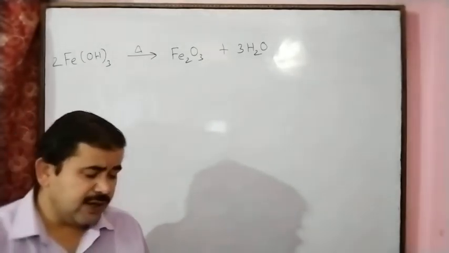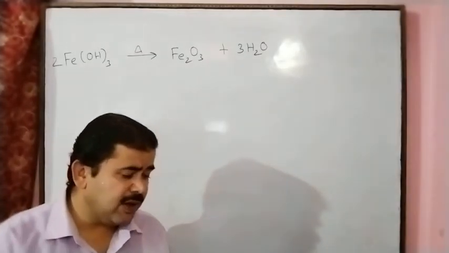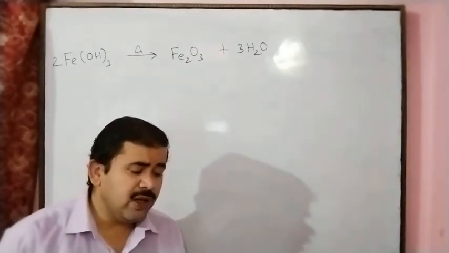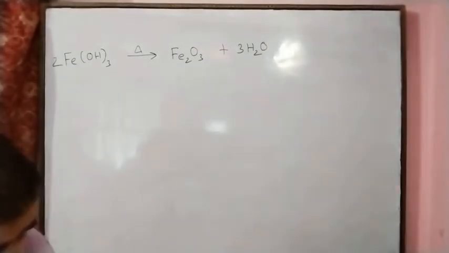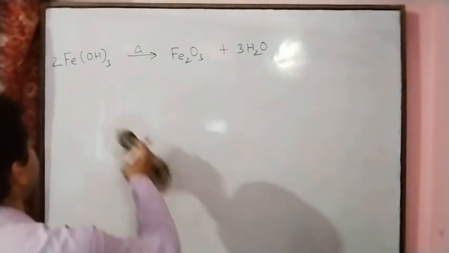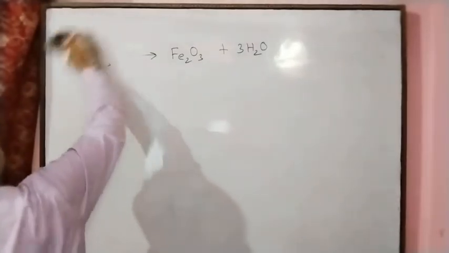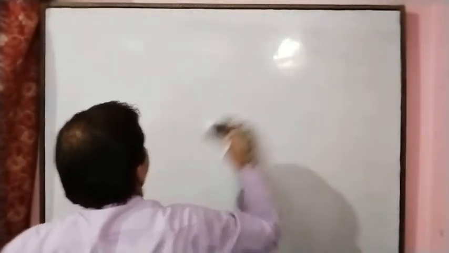One more decomposition reaction, another example: heat on ammonium dichromate. Here we can see heat on ammonium dichromate.